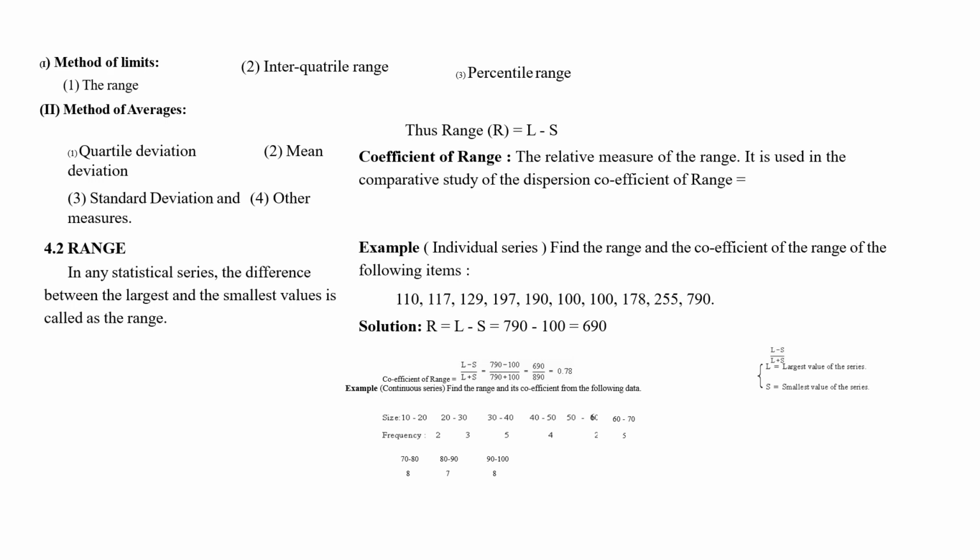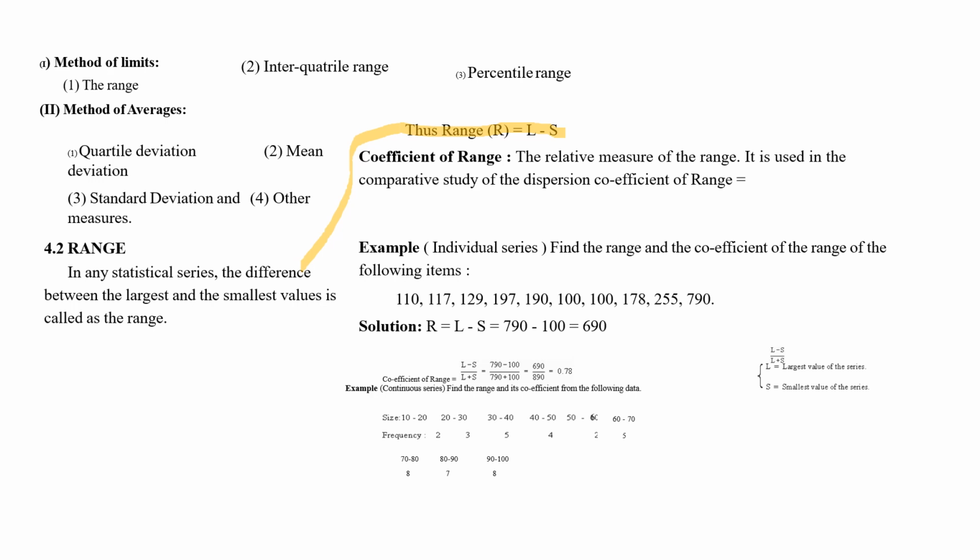Range: in any statistical series, the difference between the largest and the smallest value is called the range. So range is equal to the difference between the largest and the smallest.